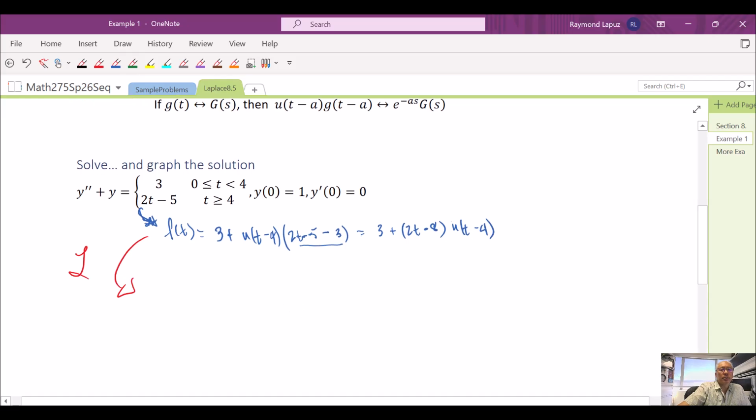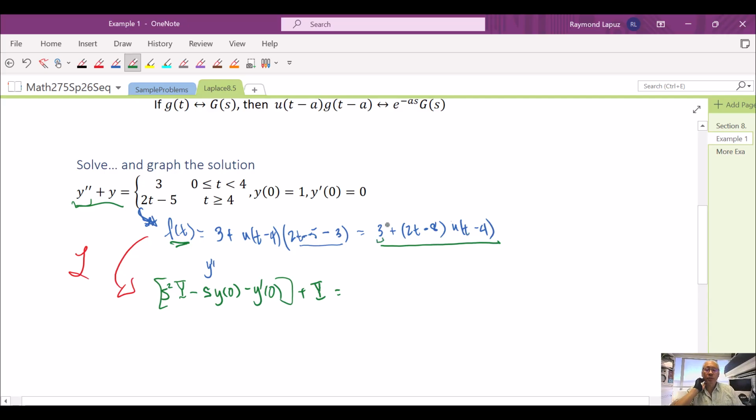And in the Laplace world, we will have this left-hand side. So remember, y double prime starts off with an s squared capital Y minus s times y of 0 minus y prime of 0. So this whole thing is the y double prime. And then we just have a plus y, so that's just the capital Y here. And then we have the right-hand side, which is going to be the transformation of this.